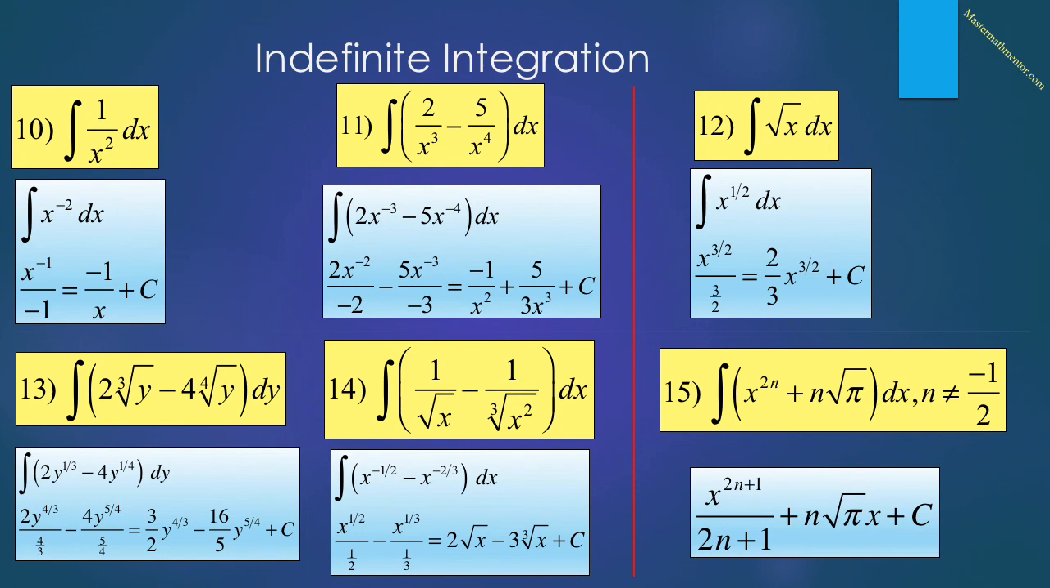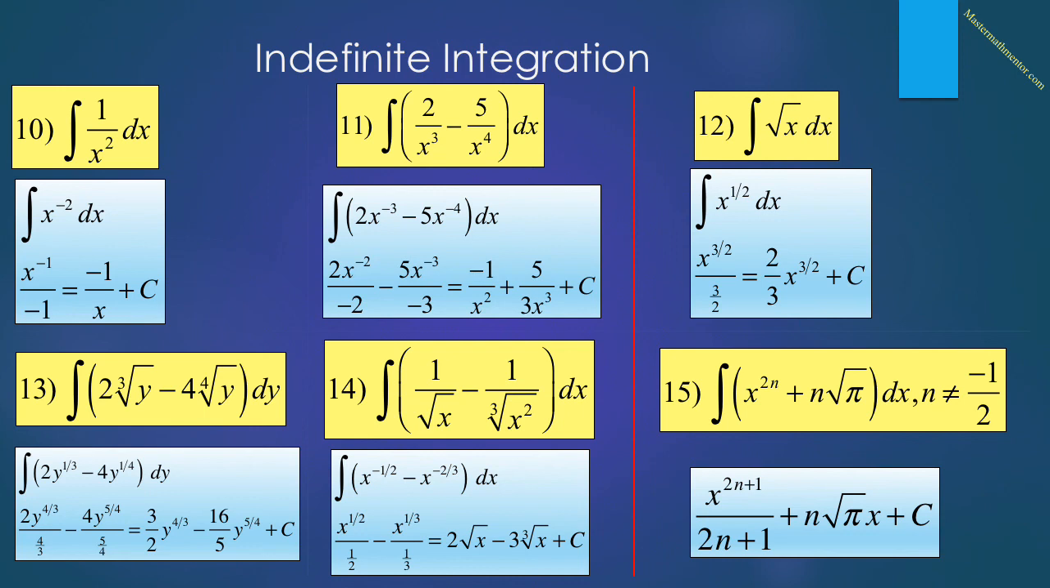Finally, 15 reads the integral of x to the 2n plus n square root of pi dx, where n does not equal negative 1/2. N cannot equal negative 1/2 because we would then have the integral of x to the negative 1 power, and we will find that the power rule will not work there. We will work with that type of problem later.